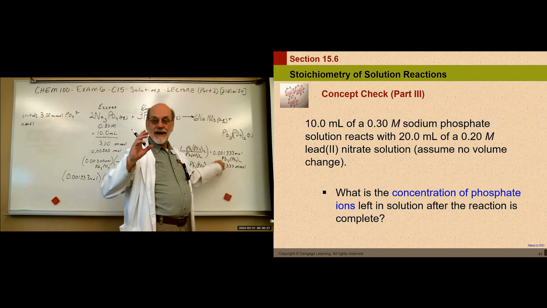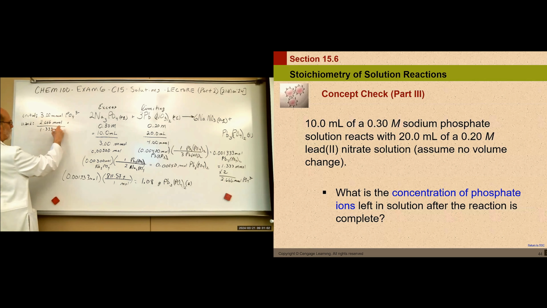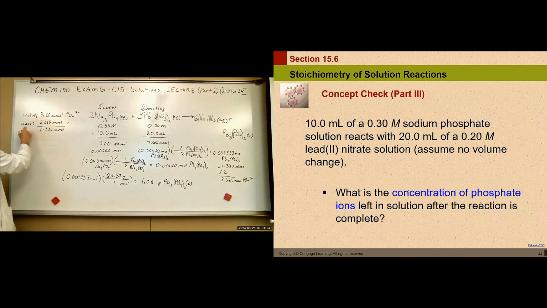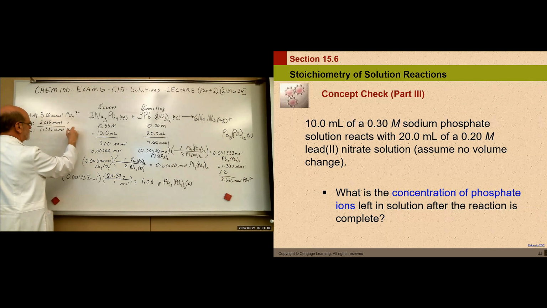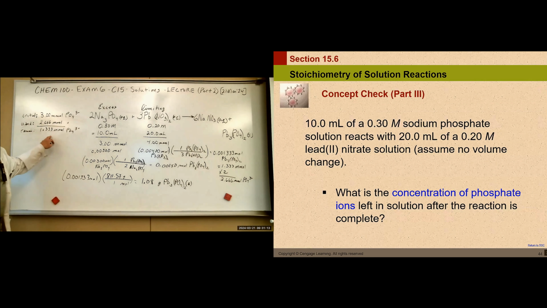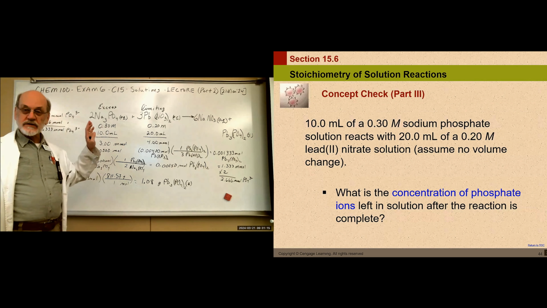That means we're left with 1.333 millimoles remaining. Now that we know how much is left in solution, we just divide it by the total volume. Remember, millimoles divided by milliliters, which is what? 10 plus 20 is 30. And that will give us the concentration of phosphate that remains in solution.